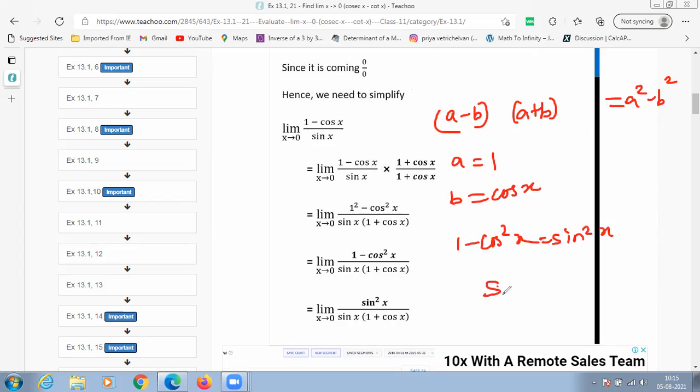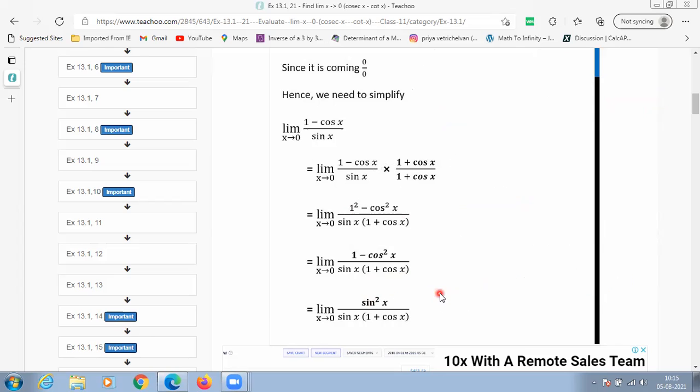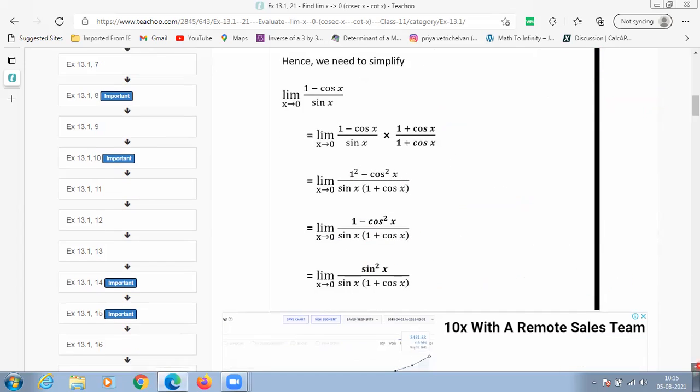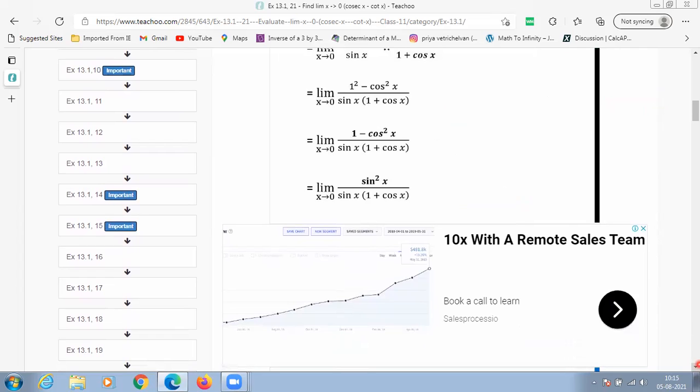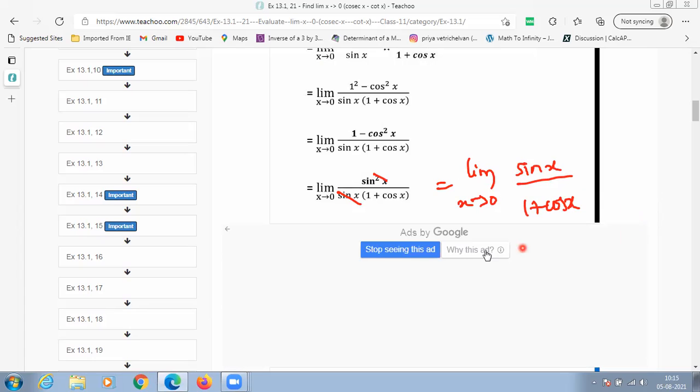You know this identity, right? Sin square x plus cos square x is 1. So 1 minus cos square x can be written as sin square x. In the denominator, you do have sin x times 1 plus cos x. Now I can easily simplify this: in the denominator you have sin x and the numerator also has sin x. Just cancel it out. So you will have limit x approaches 0 of sin x upon 1 plus cos x. Understood? Yes, ma'am.